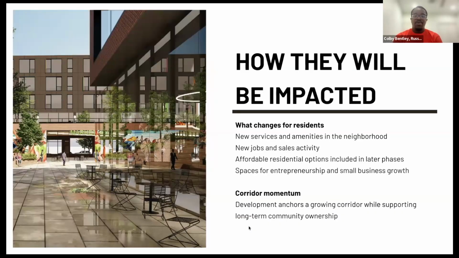And this development will bring new services and amenities to the neighborhood. It will also create jobs and economic activity. It supports entrepreneurship and small business growth. This will be an anchor to the corridor while also supporting long-term community ownership.